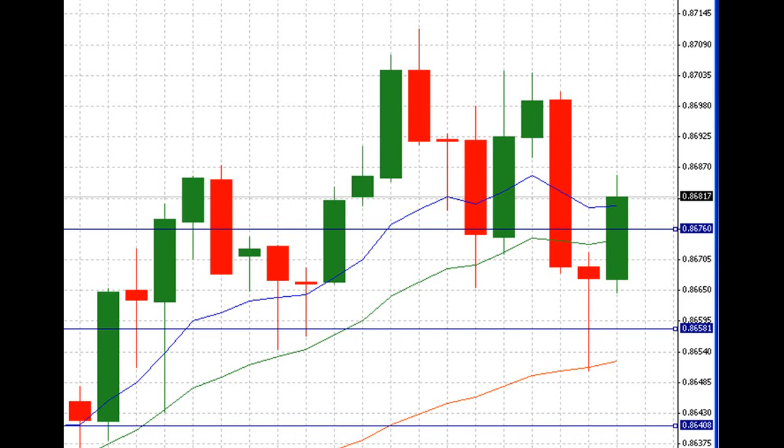So what we're going to do now is we're going to wait for pivot lows to form, and we will move our stop higher and higher, lock in more profit as each pivot low forms. So I'm going to just pause the video and let's see how this trade unfolds.